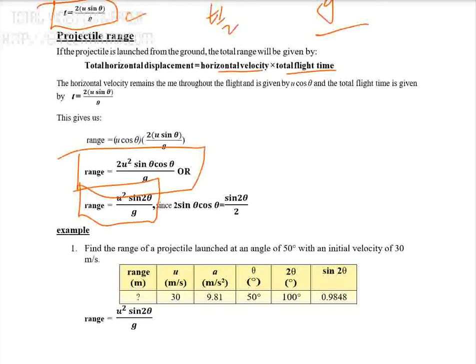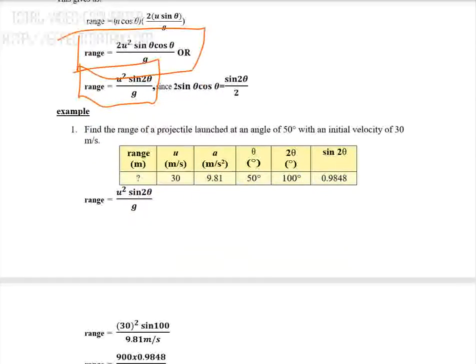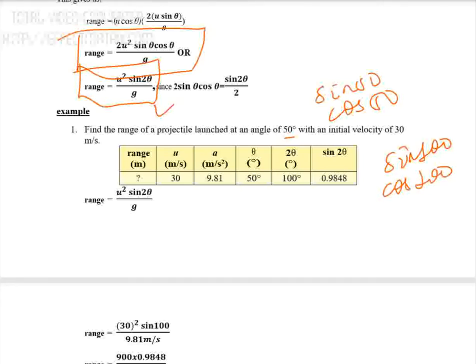For example, we have one example here. Find the range of the projectile launched at an angle of 50 degrees. In the given, if sine 50 and cos 50 are given, you must use this angle. But if sine 100 and cos 100 are given, you must use the double angle equation. But here both are known, sine 50 and sine 100.